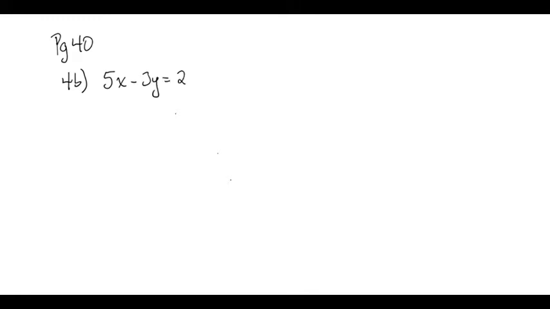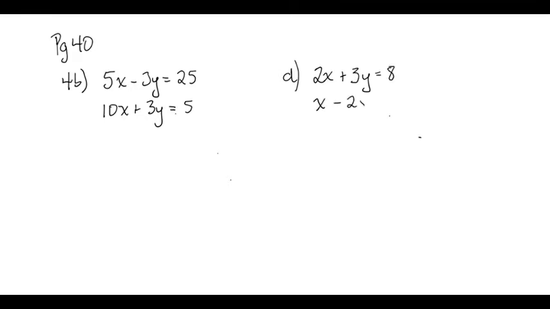5x minus 3y equals 25, and 10x plus 3y equals 5. And I also want you to look at D at the same time. Its linear system is 2x plus 3y equals 8, and x take away 2y equals negative 3.